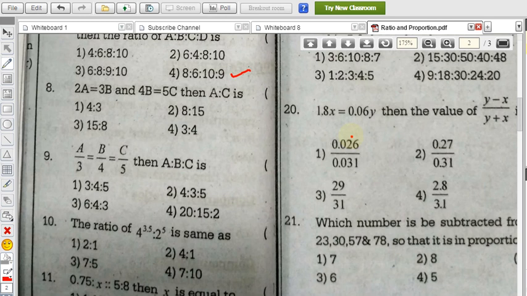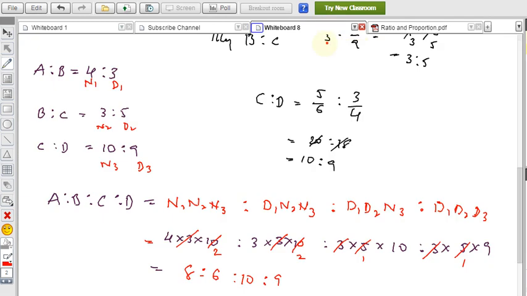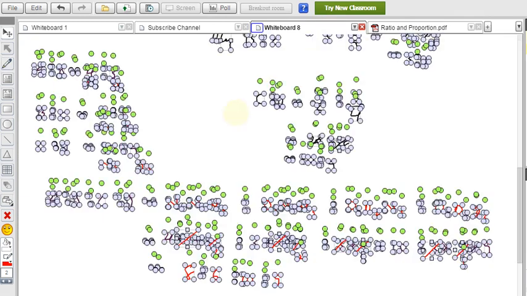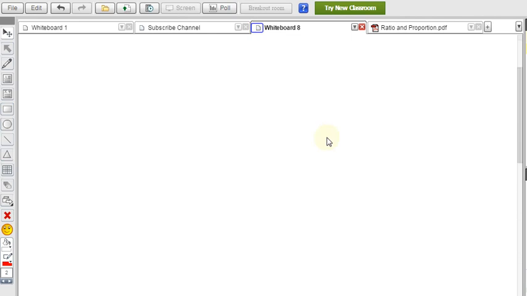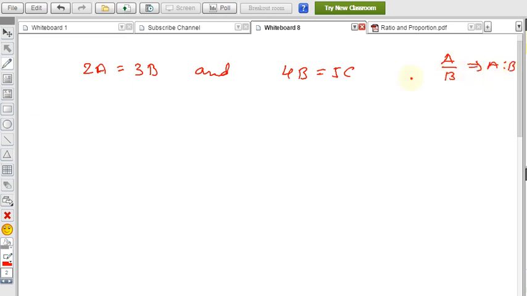So the same concept they are asking in a different way. The eighth one: 2a is equal to 3b and 4b is equal to 5c. We should get the a is to b value first. 2a is equal to 3b, and what else is given? One more, 4b is equal to 5c. a by b is nothing but a is to b, so we should find the a by b value and b by c value first. From this, a by b is equal to 3 by 2, taking b to this side, 2 will be division. Then a is to b is equal to 3 is to 2.